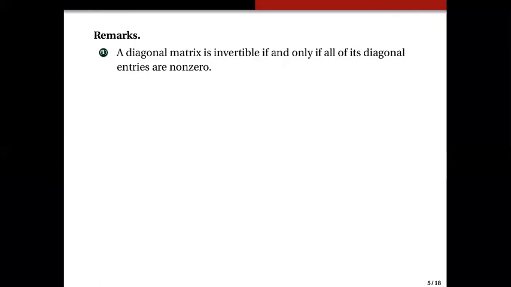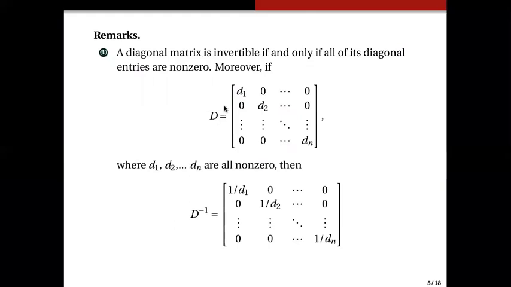is invertible. Moreover, if we denote by capital D this diagonal matrix with diagonal entries D1, D2 until Dn, and we assume that D1, D2 until Dn are non-zero, then according to this statement, this matrix D is invertible. And furthermore, the inverse of this matrix D is obtained by taking the reciprocals of each diagonal entry. So for example, this is our diagonal matrix D. We get D inverse. The first diagonal entry of the matrix D is non-zero, we take the reciprocal of that, which is 1 over D1.